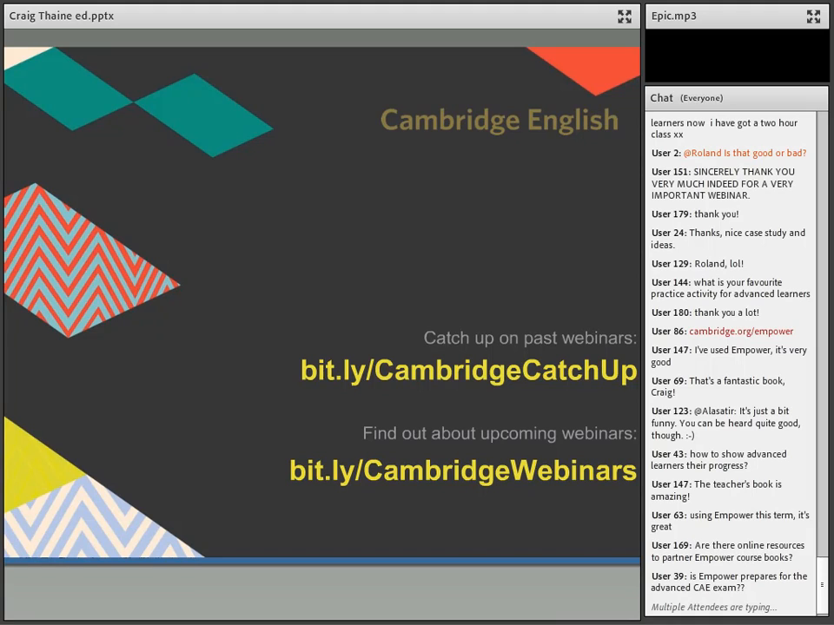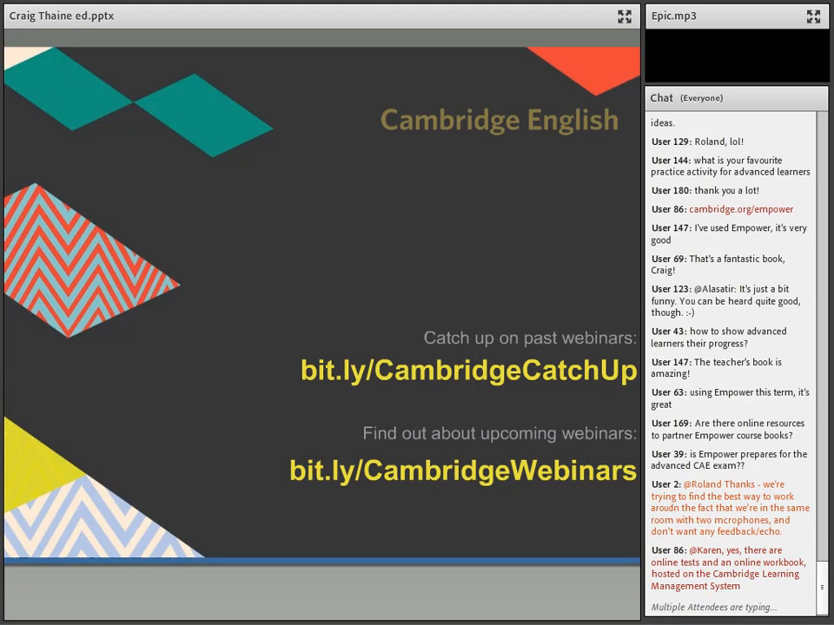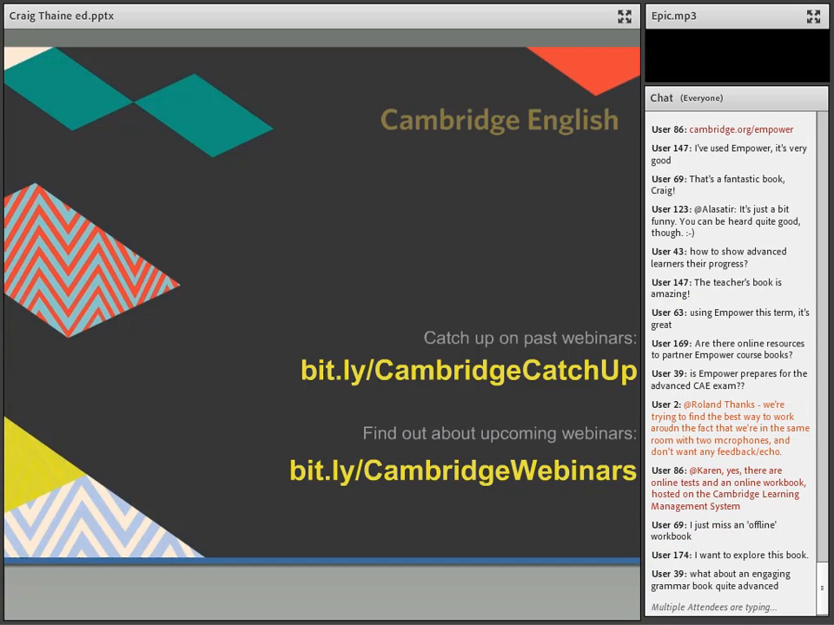But often you will need to supplement it a little bit at advanced level. You can obviously use some authentic material to supplement the course book and in order to address learners' individual needs. But I would strongly suggest that you look at Cambridge English Empower.